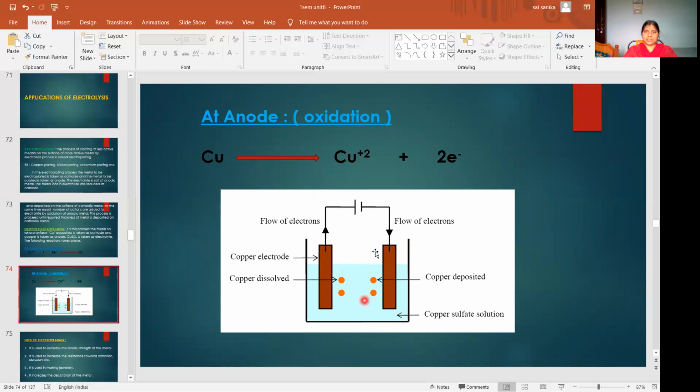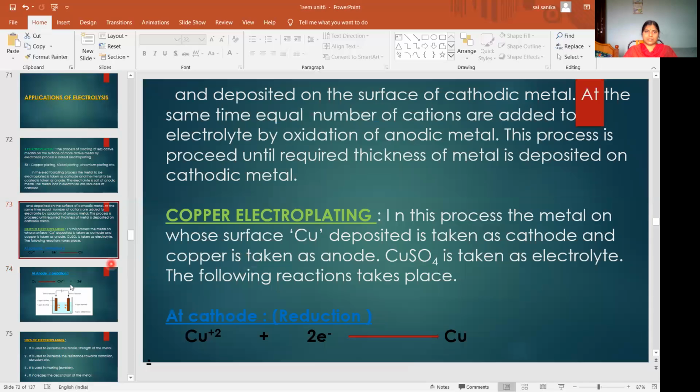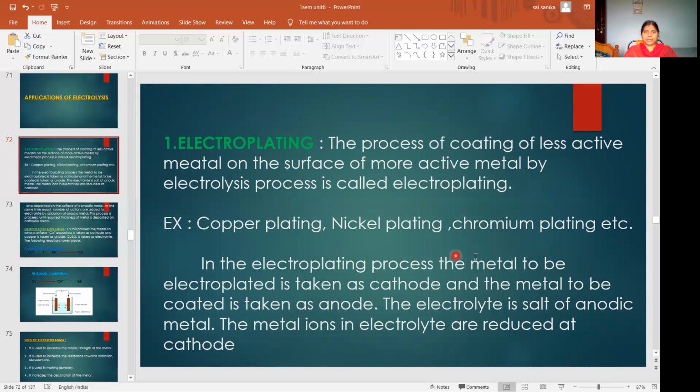And this process will continue until the required thickness of copper is deposited on this cathode. After getting the required thickness of copper, you have to remove this cathode. Okay, like this we can do the electroplating of any metal. So here we have seen copper plating. Similarly, we can do nickel plating, chromium plating, like that.